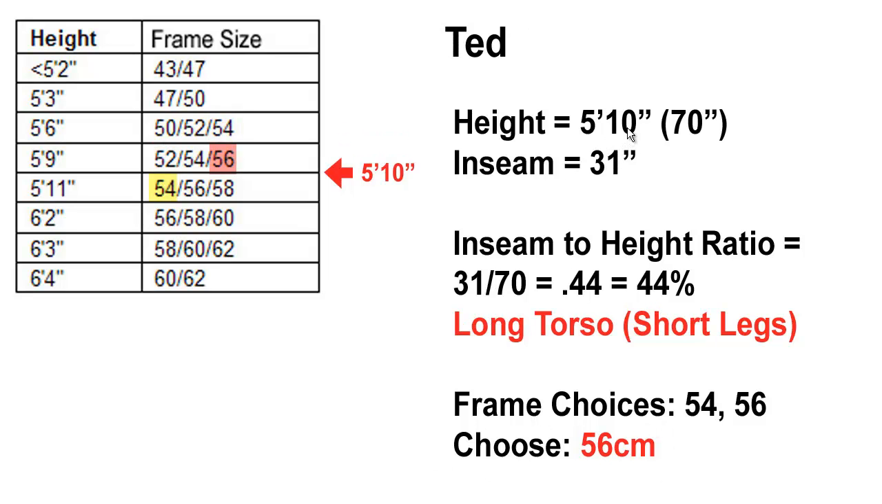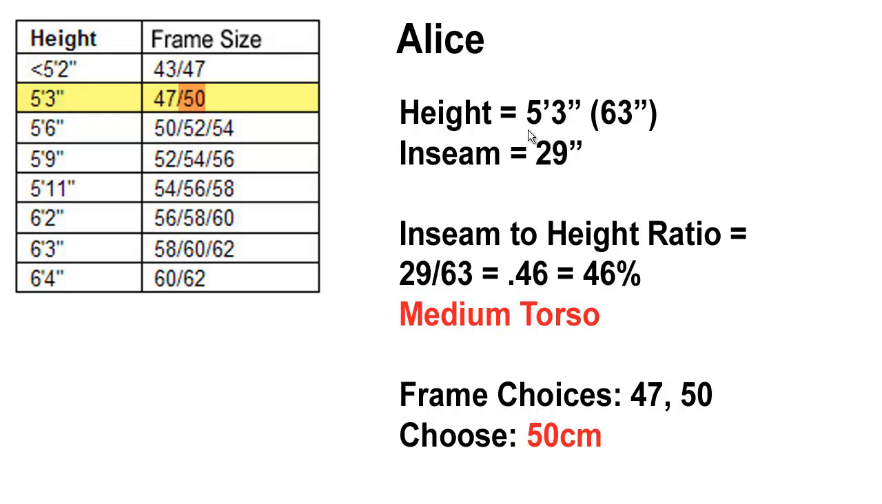Ted is 5 foot 10, which is 70 inches, and has an inseam of 31 inches, giving him a ratio of 44%. This gives him a long torso or short legs. His height also falls between two different heights in the chart. This gives him a choice between a 56 centimeter frame or a 54 centimeter frame. Because he has a long torso, we want to pick for him the larger size frame, which is the 56 centimeter frame.